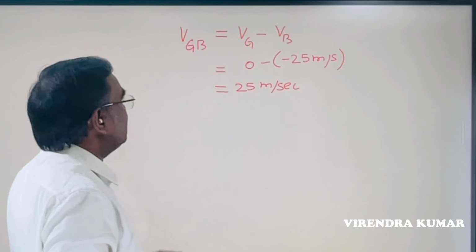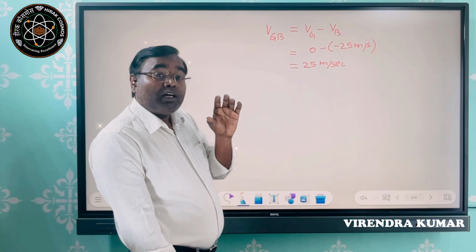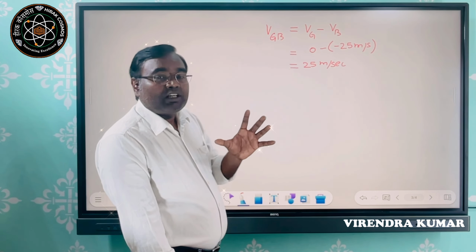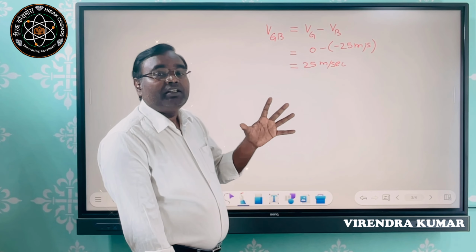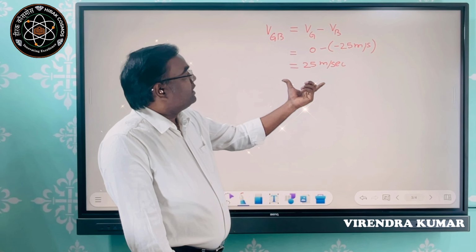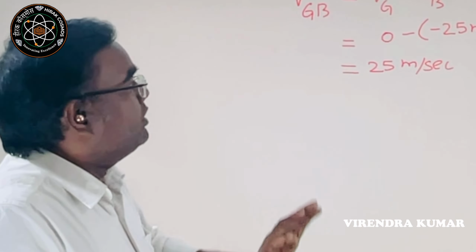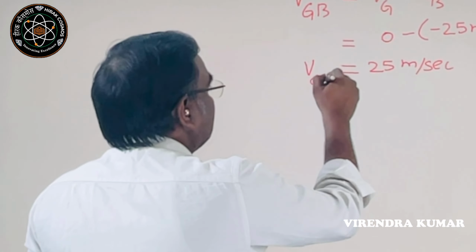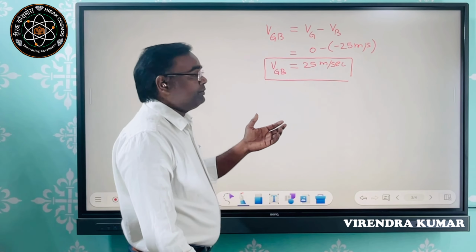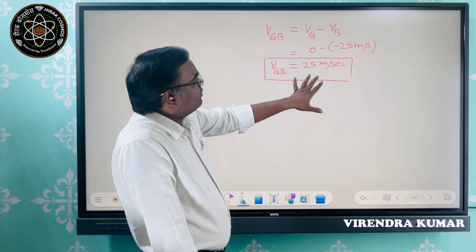What is this? This is the velocity of ground with respect to train B. That means if the observer is in the train B, he is observing that the ground is moving with respect to him at the speed of 25 meter per second in the direction from south to north. Okay, so VGB is a positive direction with respect to the observer in train B or train B itself. That means the ground is moving from south to north.